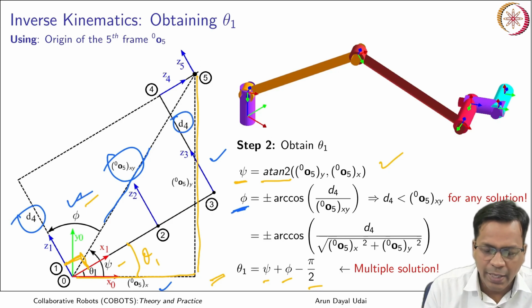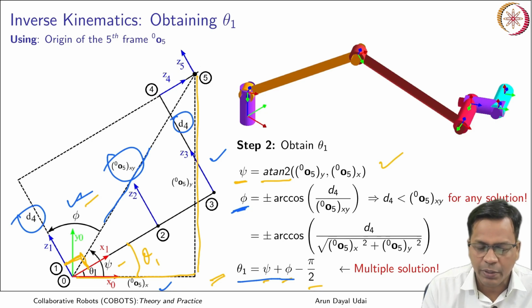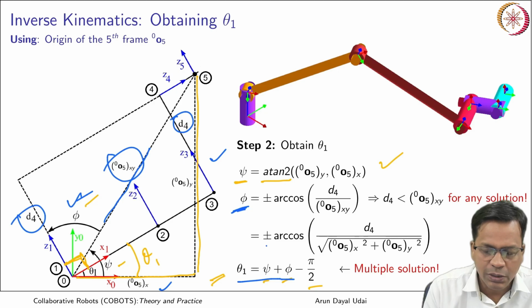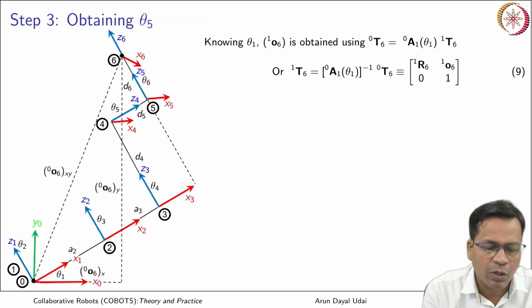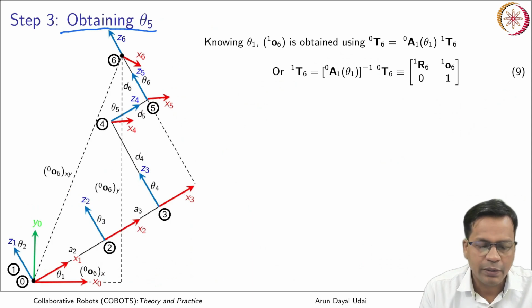Using phi and psi, I have obtained theta 1. So, theta 1 is obtained. You see, it has multiple solutions because this is plus or minus. If you put it here, this also has multiple solutions. Now, moving to the next, I will try to obtain theta 5. How will I do it?